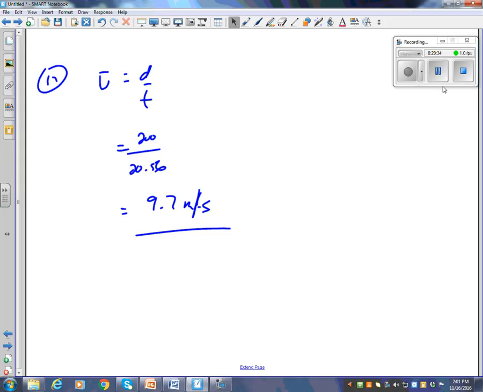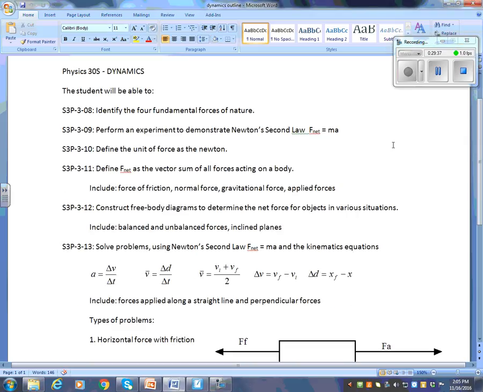Well, this is what we're doing next. Dynamics. So it's the force part of things moving. Okay? So here's what you're going to have to do. Identify the 4 fundamental forces of nature. I will give you those in note form very soon. Perform an experiment to demonstrate Newton's second law. You can't get credit for this until you do that. It says in the curriculum, this is what the Manitoba government says I must do. So you have to do that. Define the unit of force as the Newton. I interpret that as puts the letter N at the end of force problems. Knows that the unit of force is the Newton.